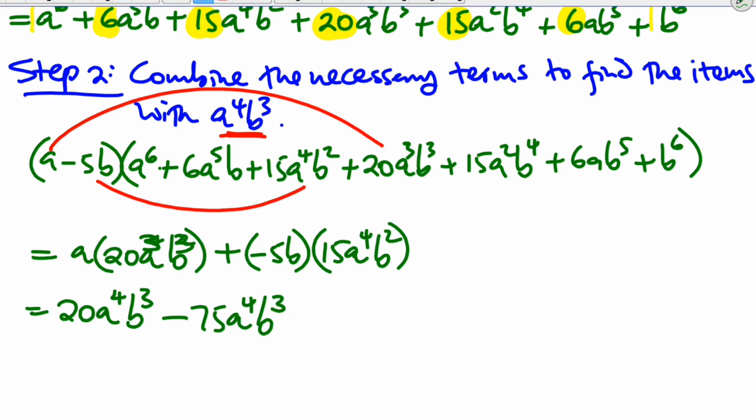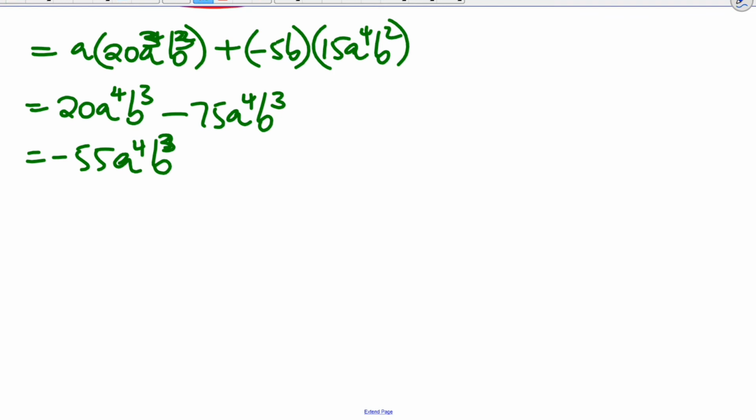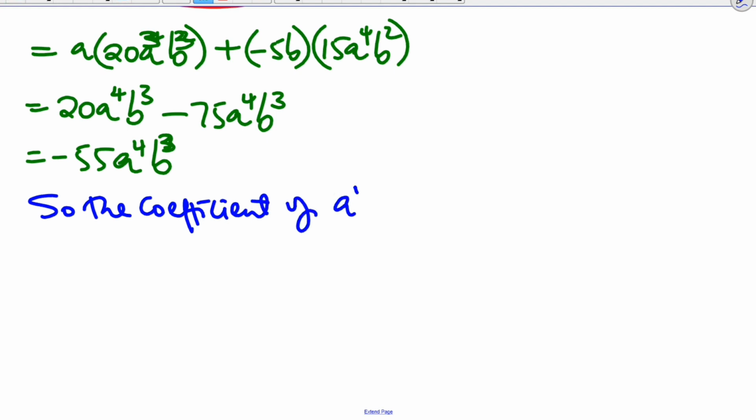All right, and if we simplify this, we shall end up with negative 55a to power 4, b to power 3. So the coefficient of a to the power 4, b to the power 3 is negative 55.